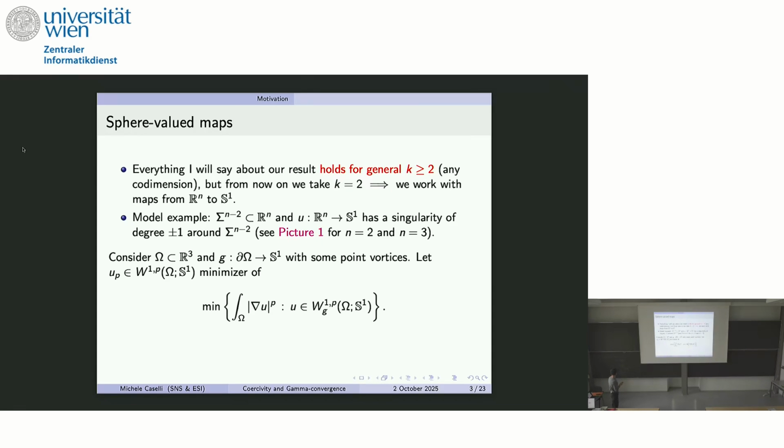Now, to state the kind of results we will be interested in, I will often prescribe boundary conditions. So consider Omega a subset of R^3 and fix a map on the boundary with some point vortices. The boundary of Omega is two-dimensional, and so I just put some point vortices of this type on the boundary. So this is Omega, a subset of R^3, and on the boundary I put some vortices, plus, minus.